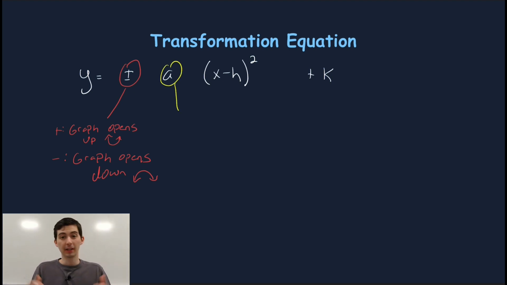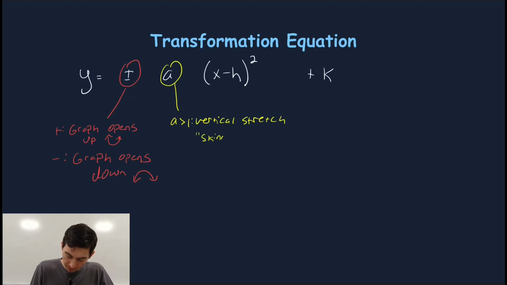Separately, a tells us if it's a vertical stretch or a vertical compression. So a stretch is going to make this parabola a lot skinnier, and if a is bigger than 1, we have a vertical stretch, which makes the parabola skinny. Oppositely, if a is less than 1, we have a vertical compression, which makes the graph wider.